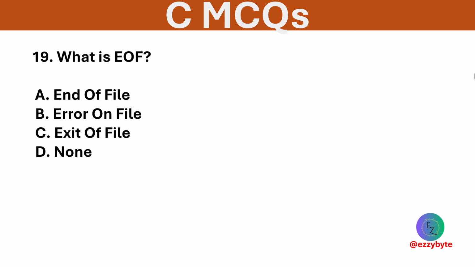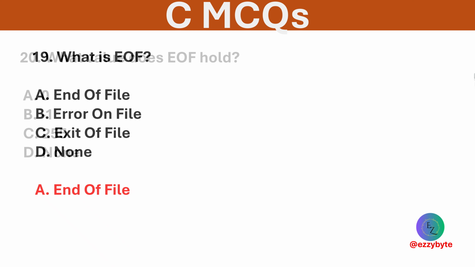What is EOF? Options are end of file, error on file, exit on file, and none. Option A is correct. EOF signals that no more data can be read from the file.